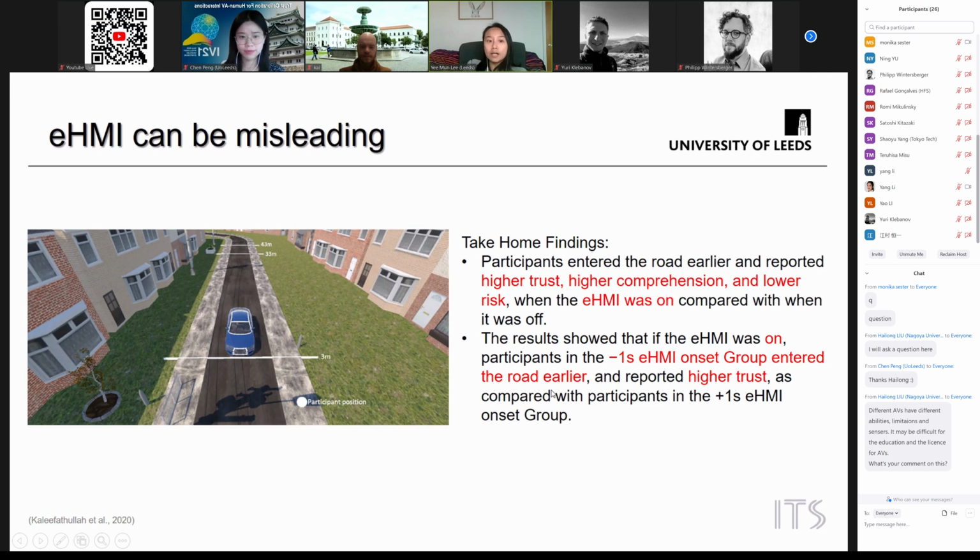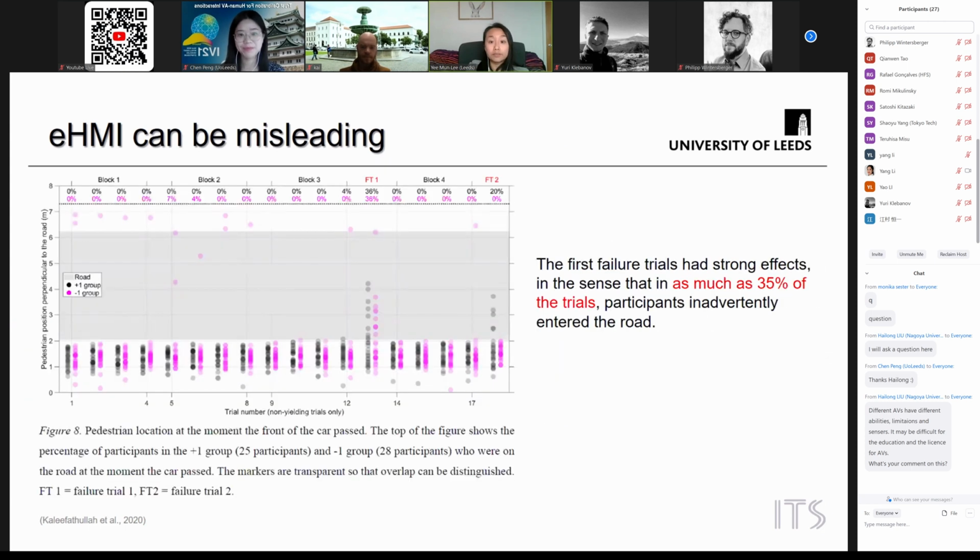the road earlier. So if the onset is 1 second before the vehicle actually decelerates, participants enter the road quicker, right? And there is higher trust as compared to the +1 group, where the eHMI switches on 1 second later. So if people have started crossing 1 second earlier, it almost means that they are not really focusing on the kinematics information, but already see the lights and then start crossing. What's going to happen in terms of safety impact?